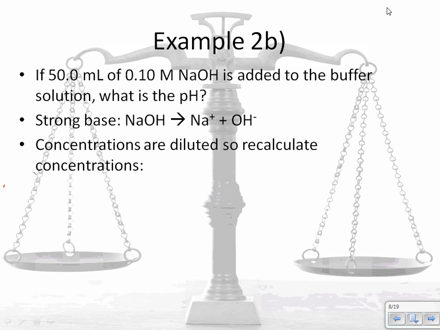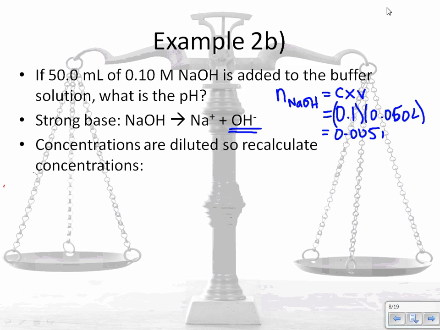So first thing I'm going to realize is that this is a strong base. It's going to dissociate completely, and my OH here is going to react with something. So the first thing I want to look at is what will it react with, and how much do I have of it to react. So I first calculate my moles of NaOH using my C times V equation. This helps me to understand what is happening in the buffer. It seems sort of simple, but it's really helpful. So I have a 0.1 molar at 0.05 liters. So I'm actually going to add 0.005 moles of NaOH to my buffer. That's the number of moles that I'm adding.